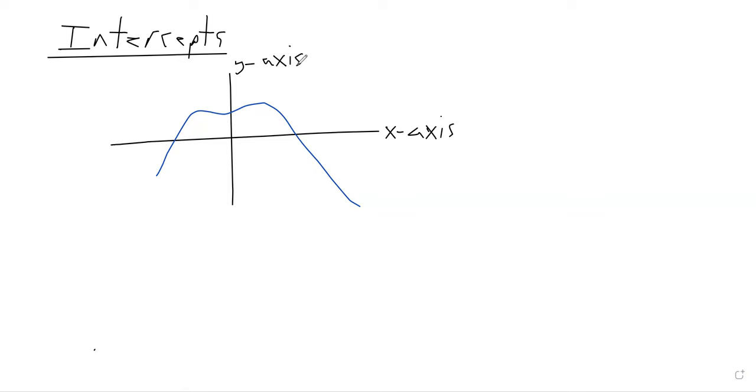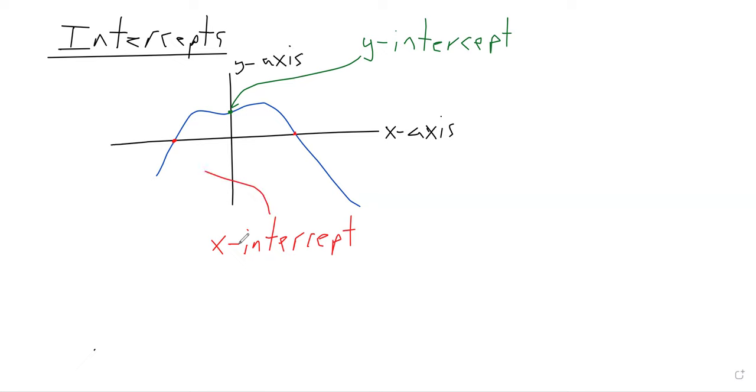So we have these extremely intuitive, or at least I think they're intuitive, terms. If the graph intersects the y-axis, it's called a y-intercept. And if the graph intercepts the x-axis, that is called an x-intercept. So you see this graph has two x-intercepts and one y-intercept.